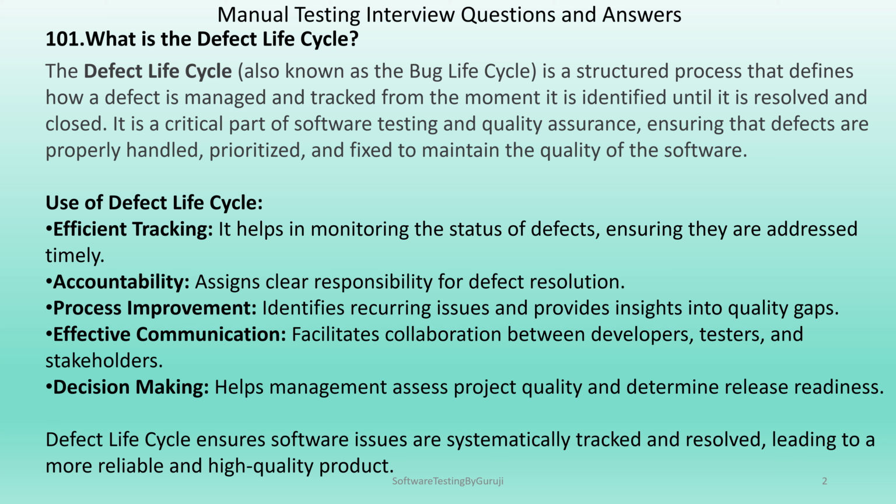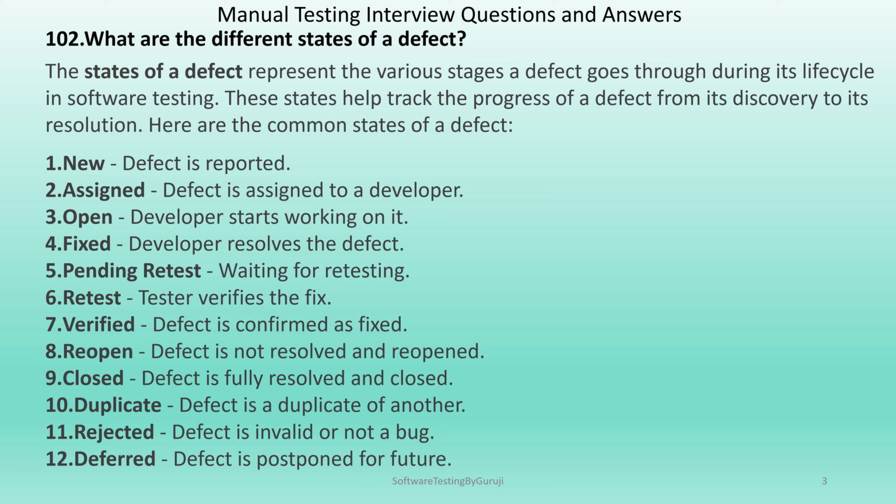Defect lifecycle ensures software issues are systematically tracked and resolved, leading to a more reliable and high quality product. So this is all about defect life cycle. Let's see the next question. Next question is, what are the different states of a defect? The states of a defect represent the various stages a defect goes through during its life cycle in software testing.